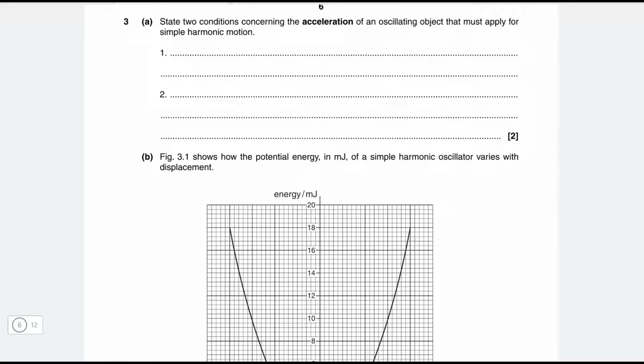Okay, next one, which is question 3 from June 2010. State 2 conditions concerning the acceleration of an oscillating object that must apply for simple harmonic motion. This question appears again and again and again. It's really, really important. That's why we're solving it so many times. So remember, number 1 would be that acceleration is proportional to displacement.